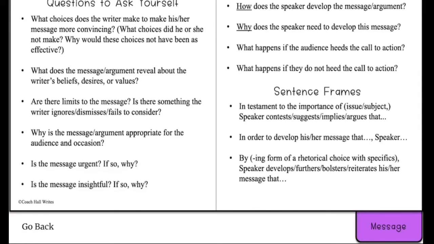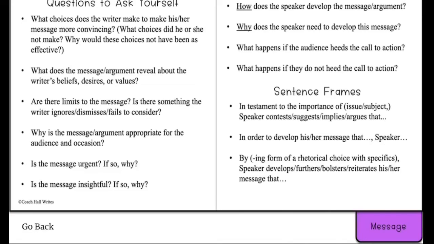The final component of the rhetorical situation is the message or the argument. So what is the overall takeaway that the audience is supposed to have, or what is the main point that the writer is trying to make? Now, sometimes prompts are going to actually tell you the message of blank or the argument of blank, but you don't want to just take the words that are given in the prompt and repeat them over and over again. That is a surface level message or a surface level argument. You want to actually dig a little bit deeper.